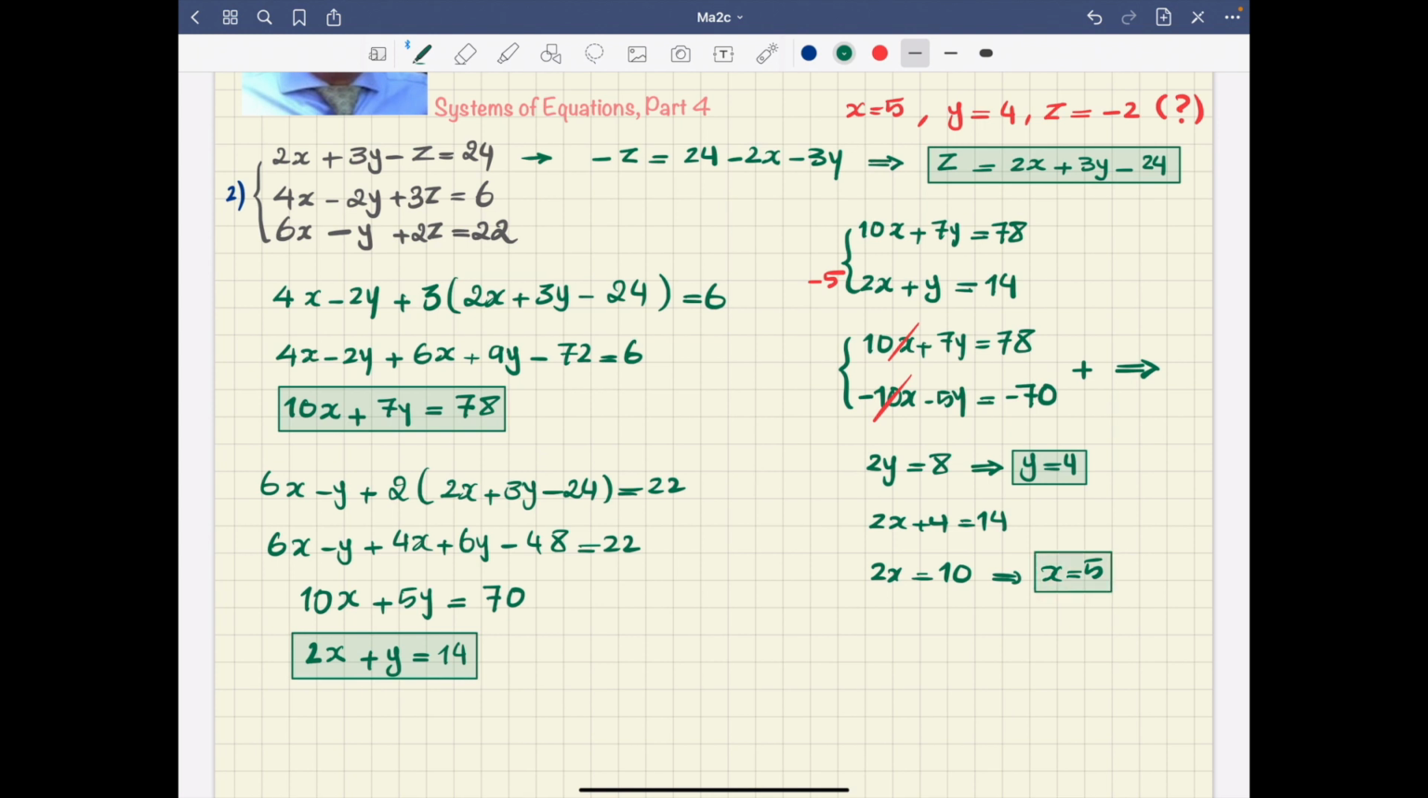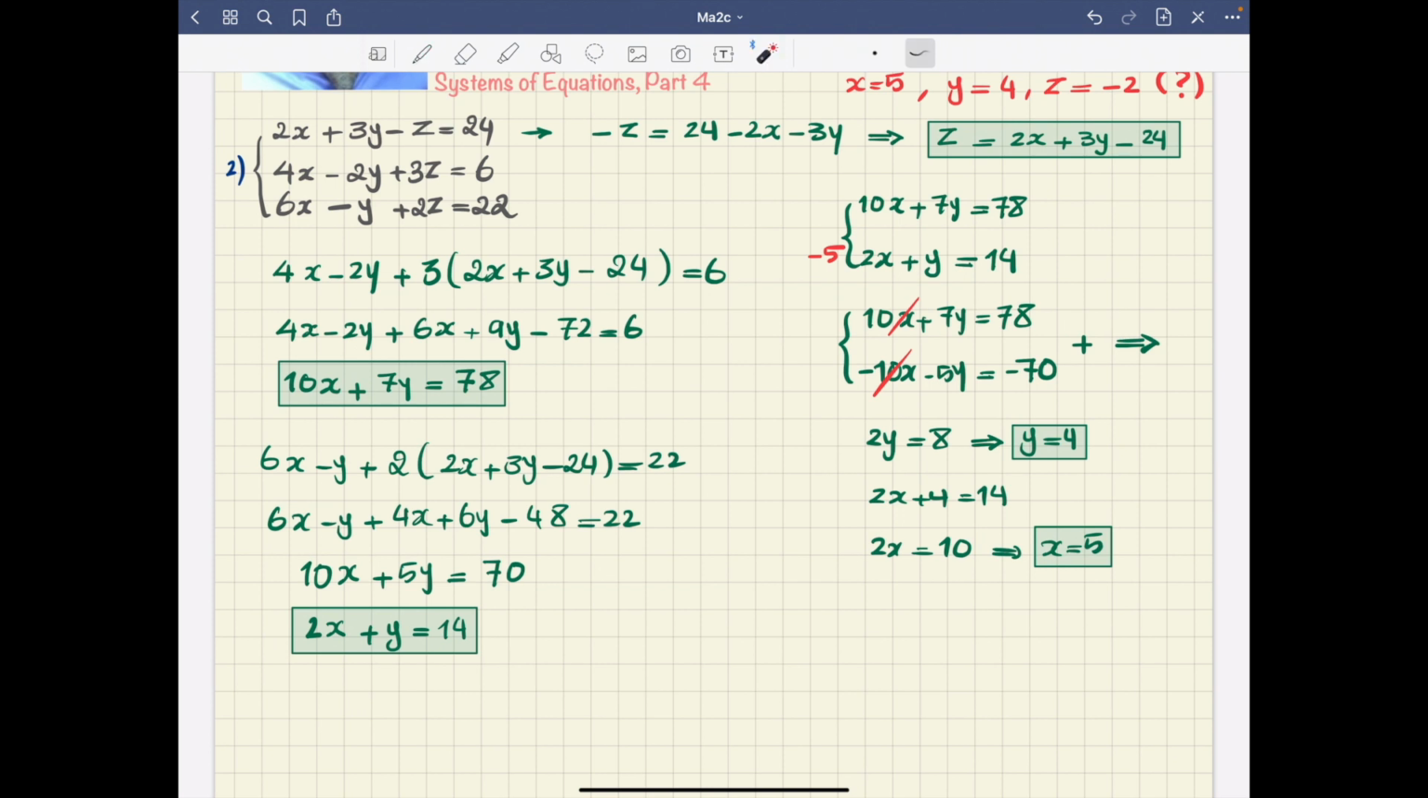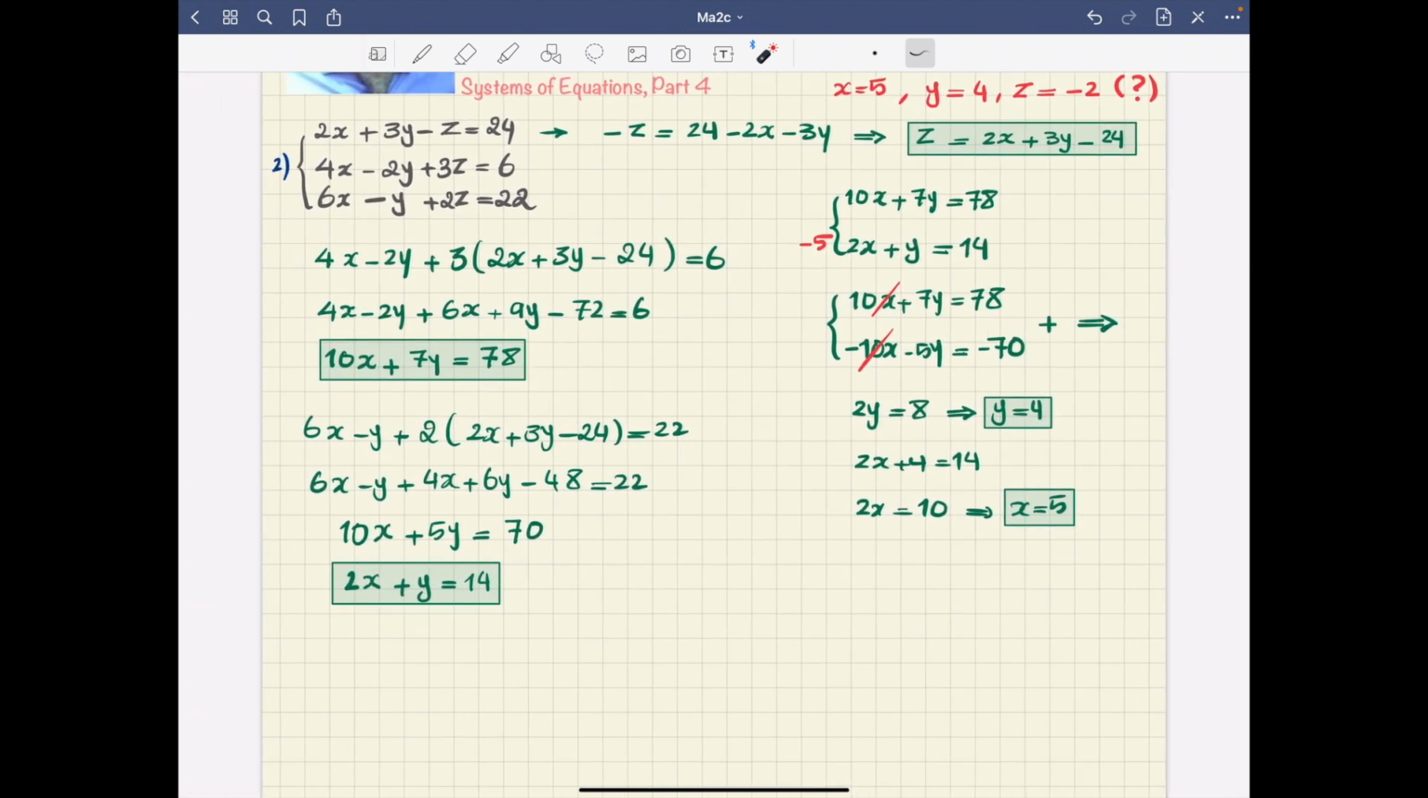And now what I want to do, I want to go to my first equation that I wrote. I put these two numbers in this equation and calculate, and I will get my z. Yes? So let us make it a little bit smaller so that you can see. Now z becomes equal to, you see here, I have 2x, x is 5, so it becomes 10. And then I have 3 times y, y is 4, so it becomes 12. And then you see a minus 24 at the end. So what is the answer? It is minus 2. So z is equal to minus 2.